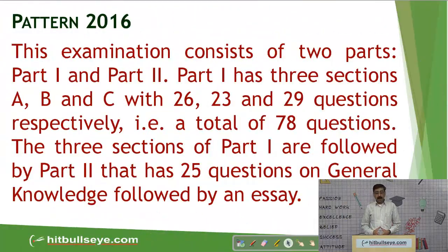Now this is the breakup of part 1. Part 1 would have 3 sections with 26, 23 and 29 questions respectively. Probably 26 would be verbal, 23 decision making, and 29 quant and DI.